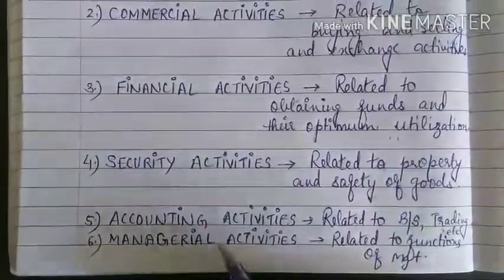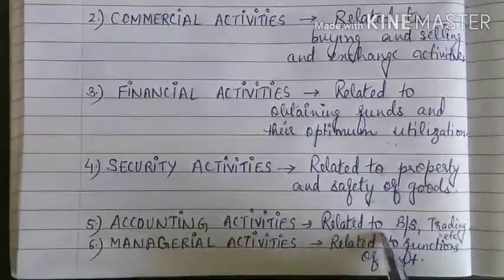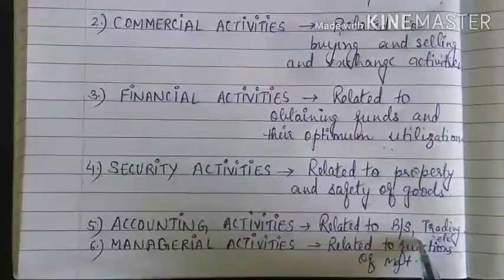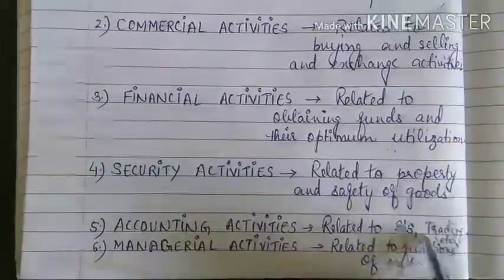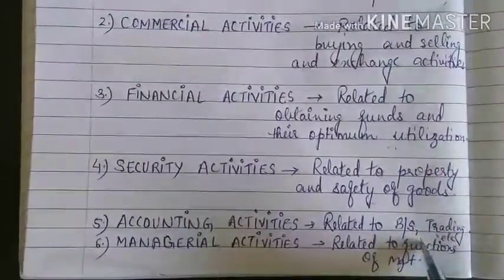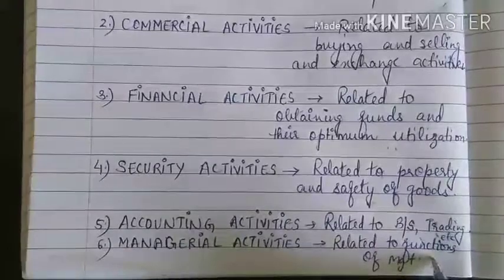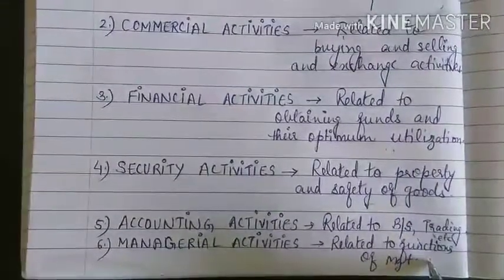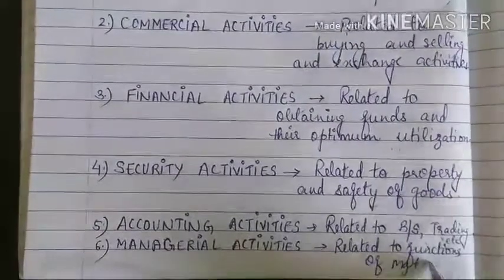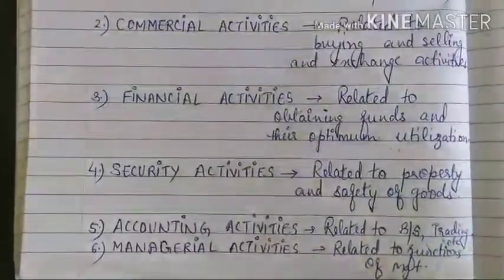And the last, sixth type of activity is the managerial activity, which is related to the functions of the management, which we have already learned in the previous chapter, that the key functions of management, 5 key functions, are planning, organizing, directing, controlling, and staffing. Okay, those are the 5 key functions, and some more auxiliary functions which I've already discussed in chapter number 2. So that is also the main matter of discussion for the top level managers.